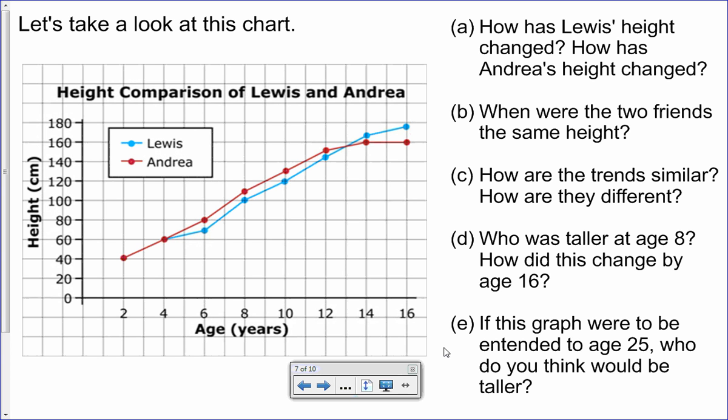And part E we can talk about in class tomorrow. If this graph were to be extended to age 25, who do you think would be taller? So pause the video for a few seconds and just consider at year 25, who do you think will be taller?